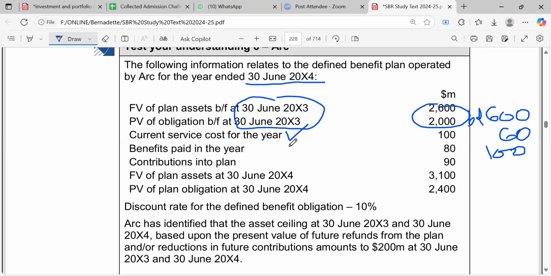Benefits paid 80. What do you do with this? You put it's zero. It's zero because the benefits paid in the year reduce the plan assets. So the plan assets go down, but they are also used to pay the obligations. So the obligations also go down, right? Yes, sir. So since we are taking the difference, there will be a nil here. So you just disregard it, or you can say, okay, it's fine, nil.